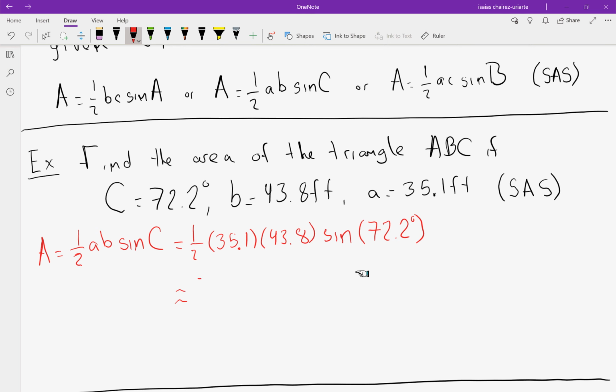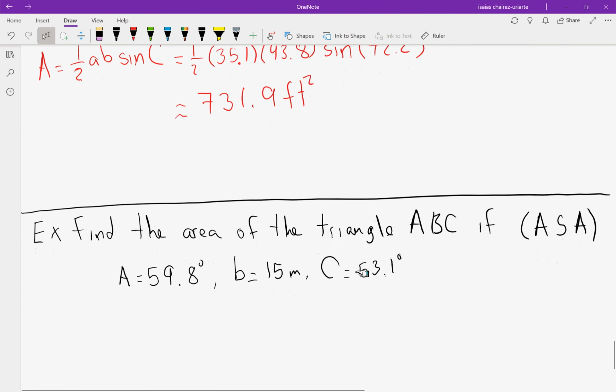I get about 731.9 feet squared, because we're dealing with an area. Alright, that's all there is to that exercise there. Let's think about the next exercise.